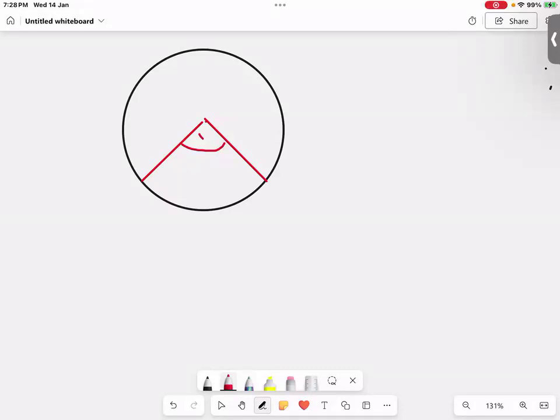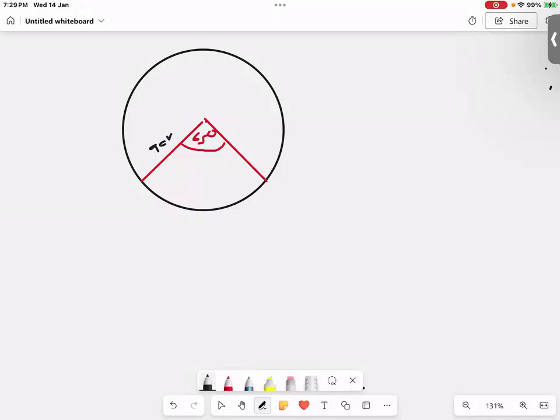80 degrees. No, I did 80 last time, not true? Let's call this angle 65 degrees, right? I'm going to place a measurement here. I'm going to call this side 9 centimeter.